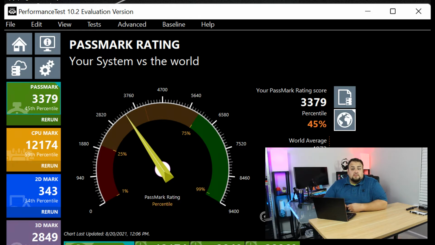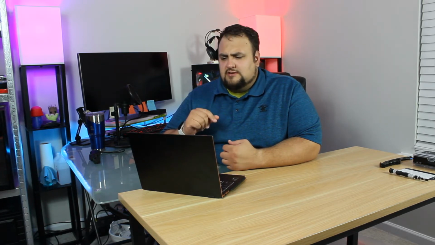Now, the only thing that was holding us back was the graphics card, because it's an integrated graphics card. And that's to be expected. Now, there's a variant of this laptop that comes with a dedicated graphics card, I believe a 3050. Oh, there's a 3000 series NVIDIA graphics card. It'll turn us into a gaming beast.